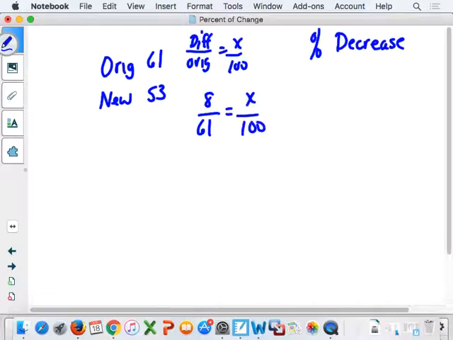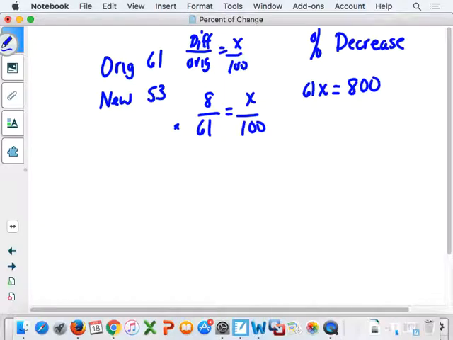Remember, the rookie mistake is right here. Unless you just make a little math mistake, the rookie mistake in setting it up is sometimes people will put the new number. So you just have to remember, it's difference over original equals x over 100. Original, original, original. Okay, so now I don't see a relationship between 61 and 100, so that means I have to use my cross products. And we talked about that a lot with proportions. So we're going to get 61 times x is equal to 8 times 100.